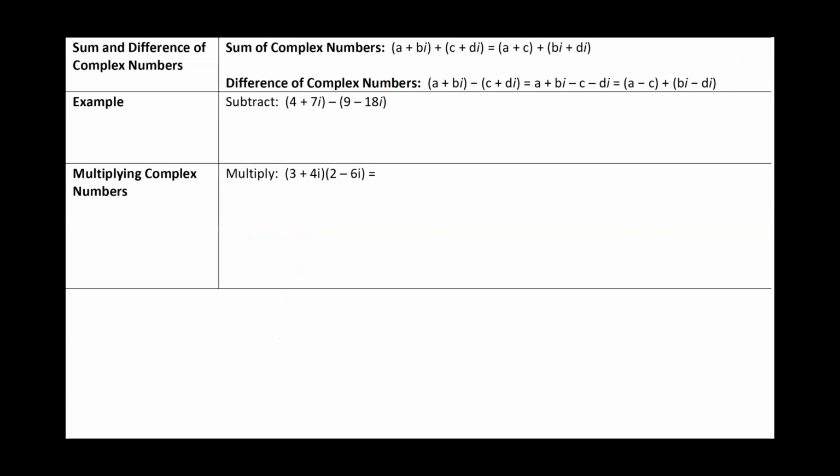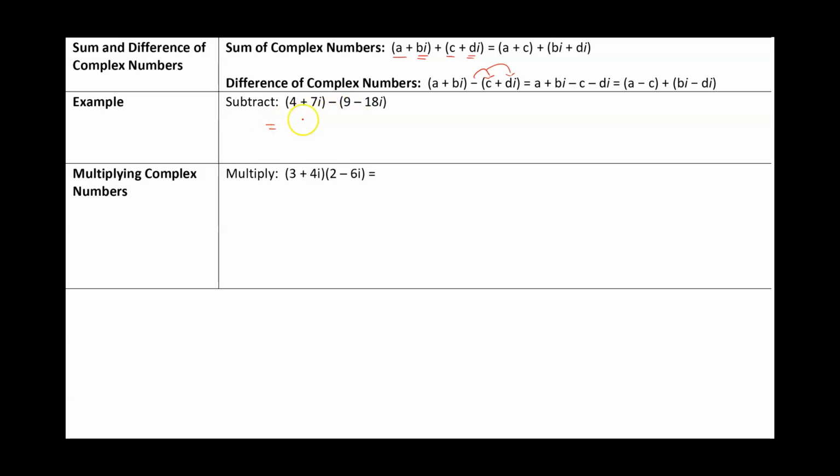The sum of complex numbers. We add complex numbers just like we would add any expression: we add the real parts, a plus c, and then we add the imaginary parts, treating the i just like a variable. Same thing with subtraction. The negative distributes, so this becomes a negative c and a negative di, and then we combine like terms. So for example, we want to subtract 4 plus 7i minus 9 minus 18i.